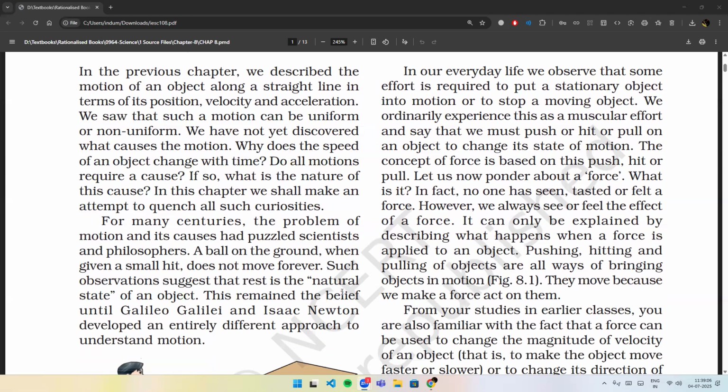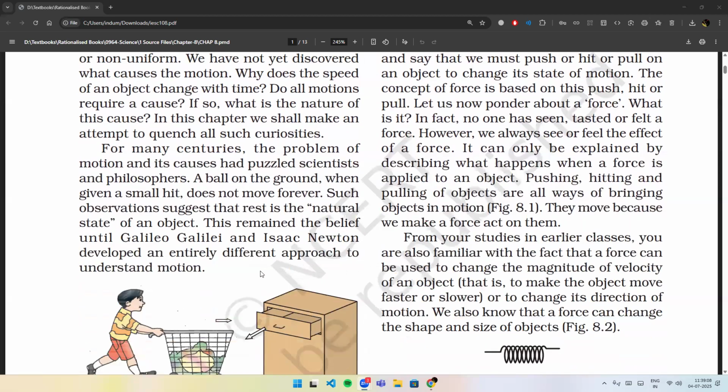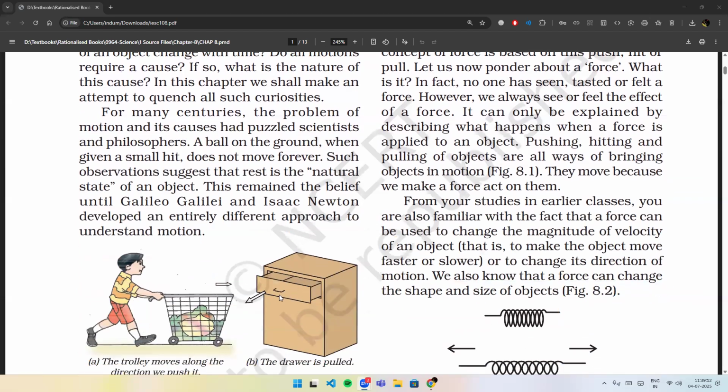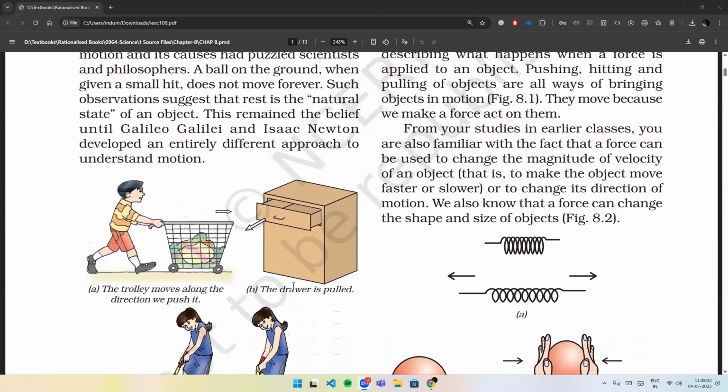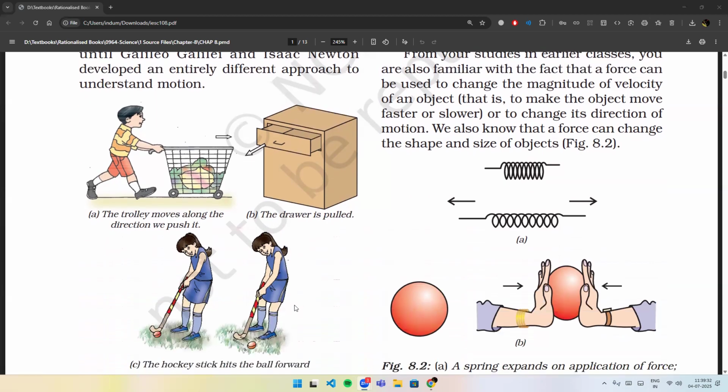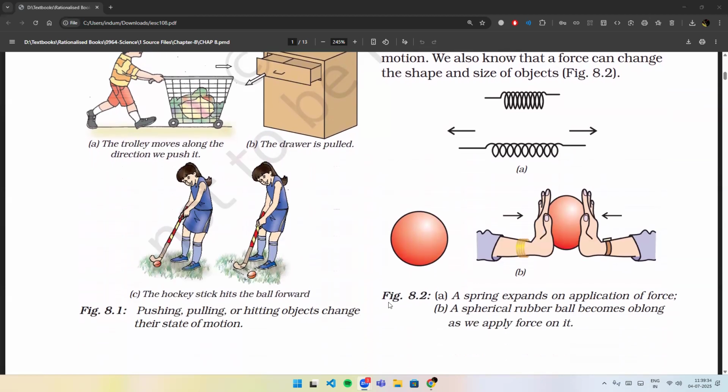For many centuries, the problem of motion and its causes had puzzled scientists and philosophers. A ball on the ground, when given a small hit, does not move forever. Such observations suggest that rest is the natural state of an object. This remained the belief until Galileo Galilei and Isaac Newton developed an entirely different approach to understand motion.